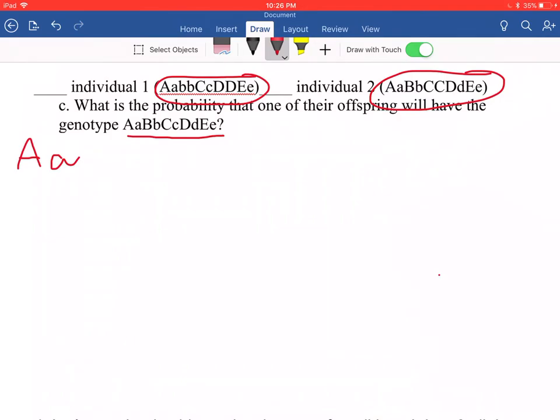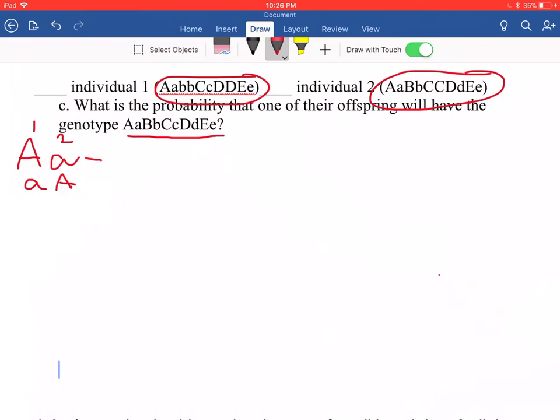Now there are two possible ways in which the kid could get big A, little a. The first is that he could get big A from individual 1 and little a from individual 2. The other option is that this kid gets little a from individual 1 and big A from individual 2. These two possibilities would lead to the desired genotype of big A, little a in that offspring. So let's calculate the probabilities of each of these things happening independently.